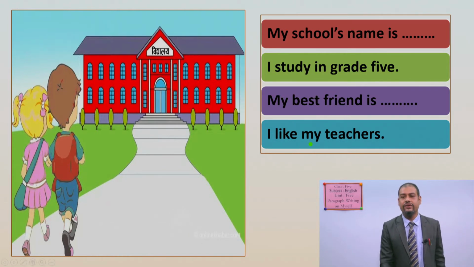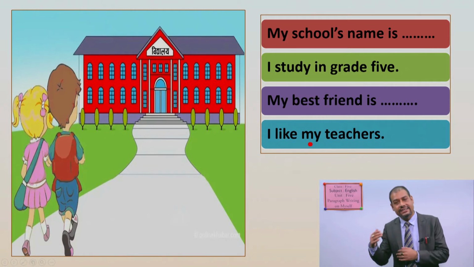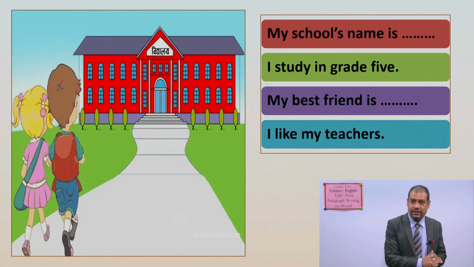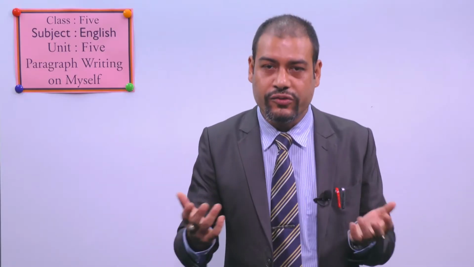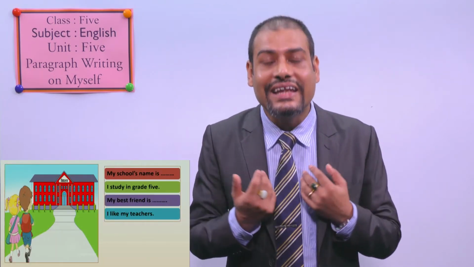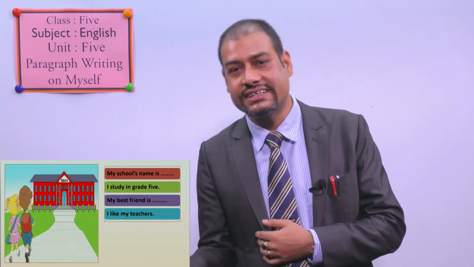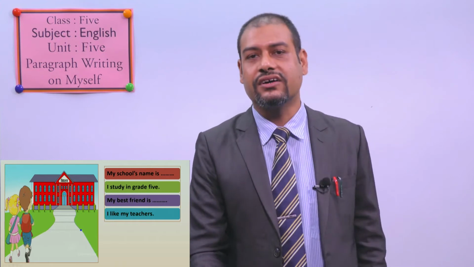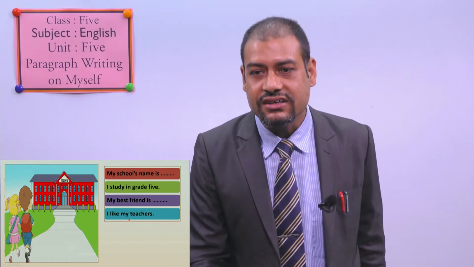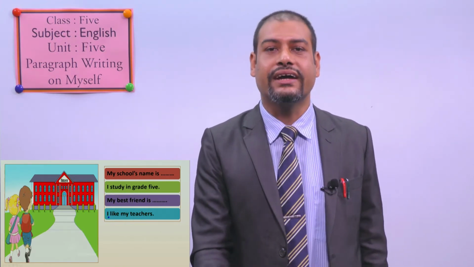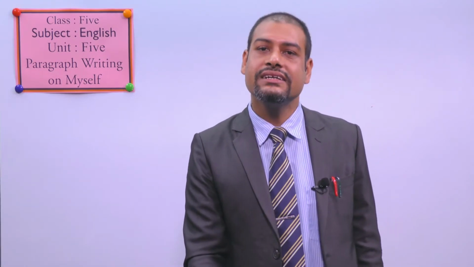For example, if you like dancing, you can write, I like dancing. If you like to play football, you can write down, I like playing football. So you can write down your likes and sometimes dislikes also. Okay, and here the girl has written, she likes her teachers. So she has written down, I like my teachers.